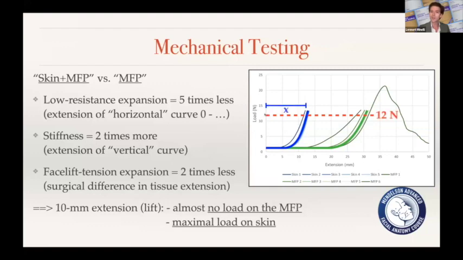We got from the literature that the facelift is often sutured at around 12 Newton. So that means that when you put 12 Newton on your suture, you will have 2 times more lift when the skin is removed. So what does this mean in actual terms? If you want to lift the whole area by 1 centimeter, so 10 millimeters, at that point the skin is already at maximal load, while there is still no load on the myelofat pad.